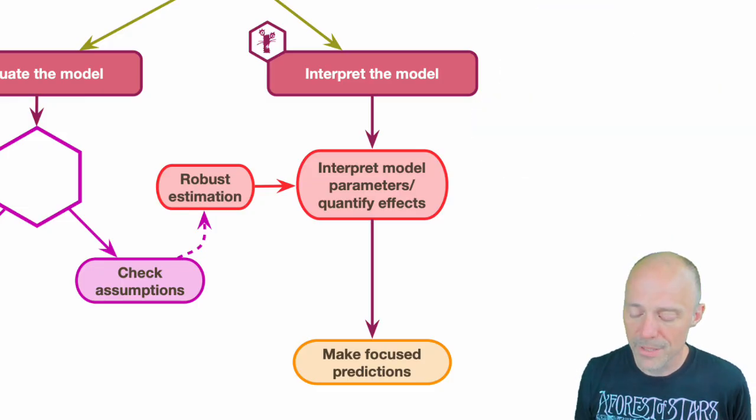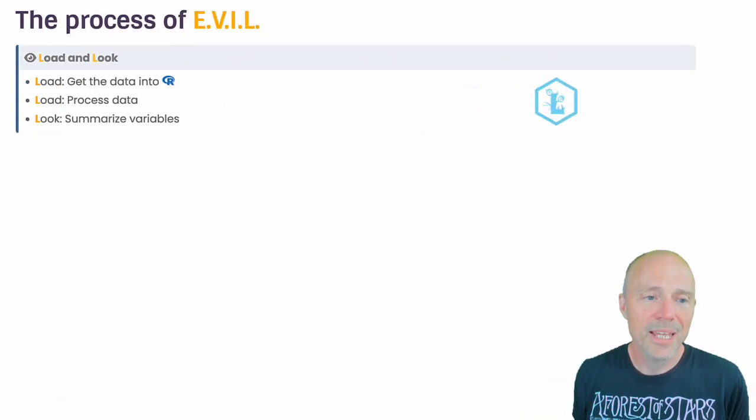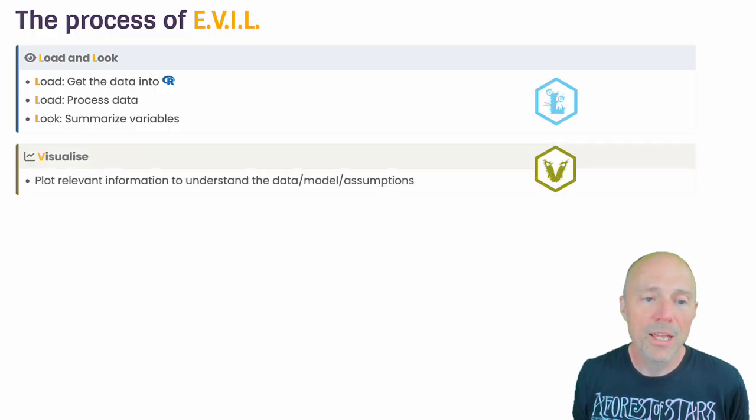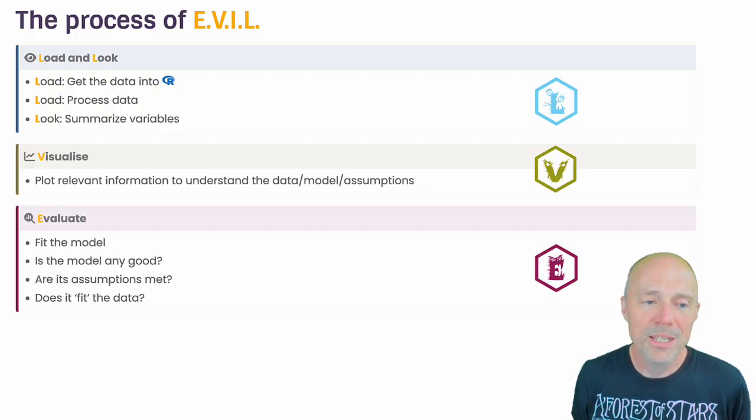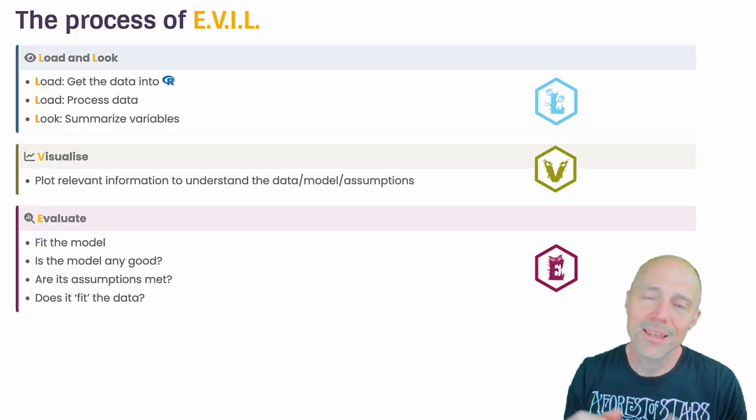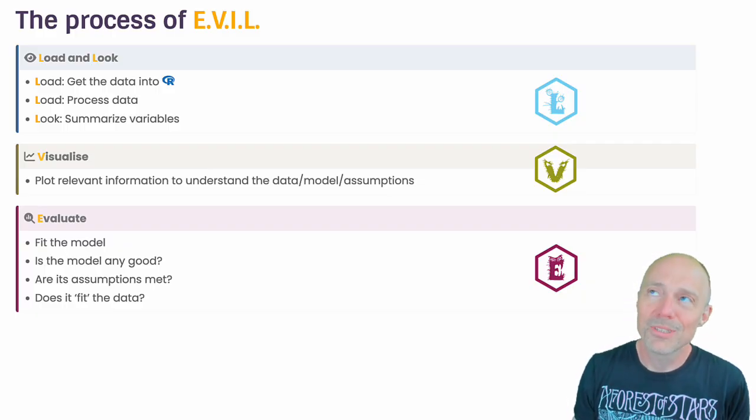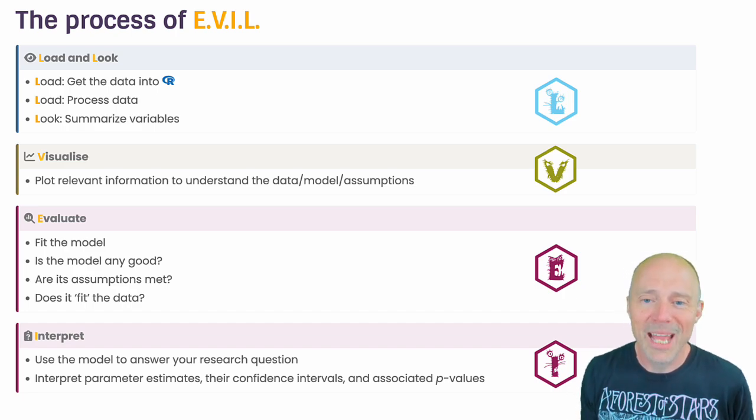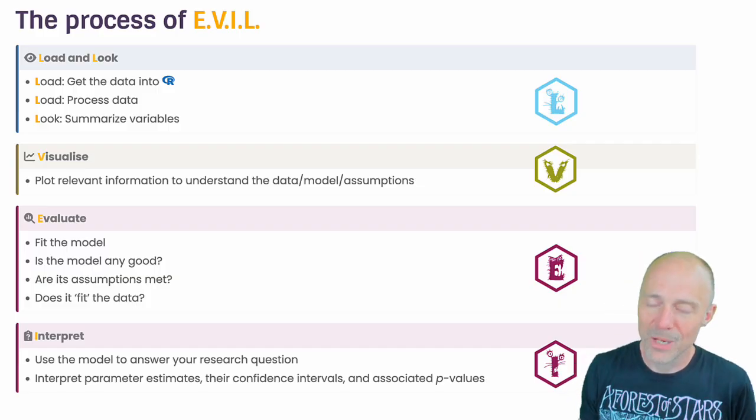So that's our process. Just to recap, we've got load and look at the data, process the data, summarize variables, visualize the data or visualize the assumptions of the model, evaluate the model. Is it a good fit? Are the assumptions met? So should we even go on and interpret it? Because if we evaluate the model and it's no good, just stop, don't interpret it. Or mostly actually what we do is fit a robust version of it. And finally, if we're fairly happy that the model's a decent fit of our data, then we would go and interpret the various parts of it.